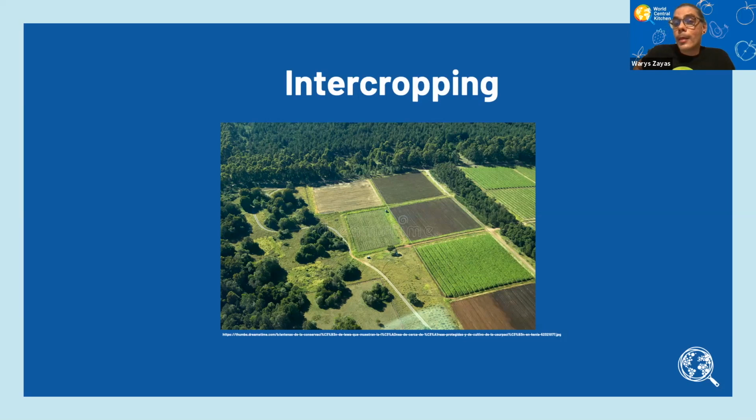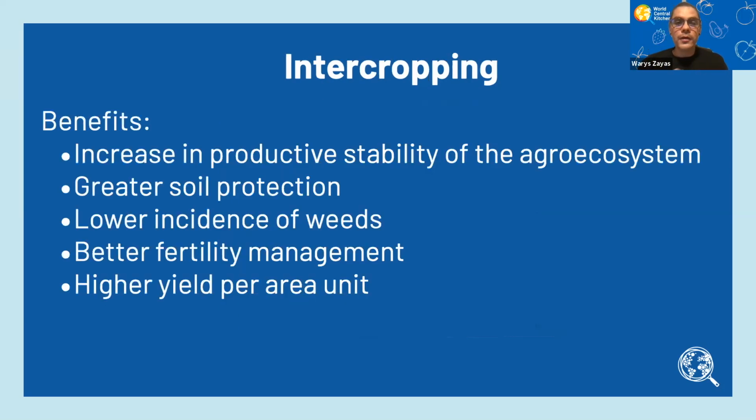Intercropping has plenty of benefits. Some of them are increased productive stability of the agroecosystem, greater soil protection, lower incidence of weeds, better fertility management, and higher yield per area unit. What that means is that if you just plant one crop in your entire farm, it's more prone to losses from weather events or from pest or disease events.